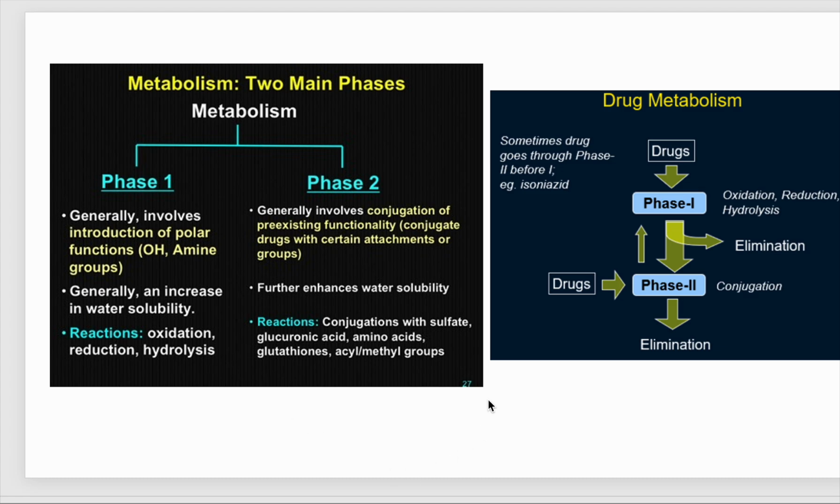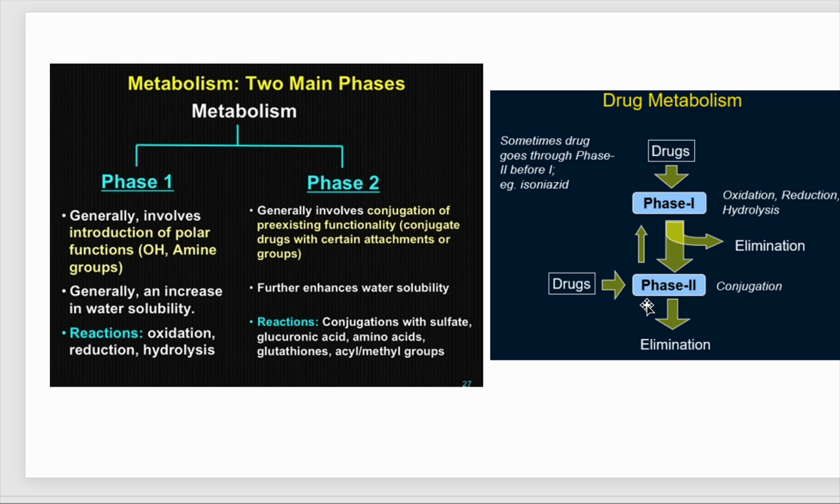Sometimes a drug goes through phase two before it undergoes phase one, sometimes only phase one occurs, and sometimes only phase two. So it's not in order, they can be exclusive of each other. It does not have to be inclusive and in the same order.